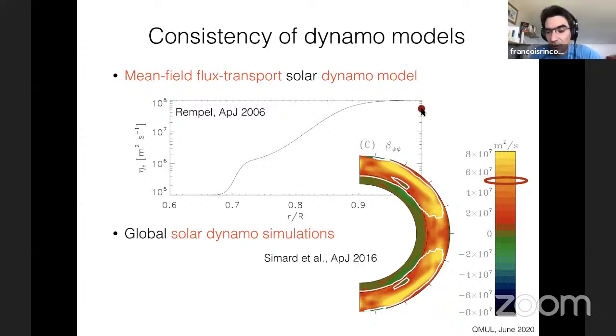So I would say that observations can play a role in constraining these kinds of effective coefficients that people want to use to model the solar dynamo cycle, and they can also tell you whether or not the global 3D simulations are in the right ballpark. But this is still a bit of work in progress, though we are working on that.